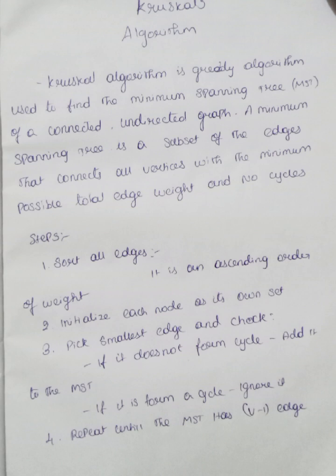There are four steps in the Kruskal algorithm. First step, sort all edges in ascending order of weight. It depends upon the weight of the edges. Second step, initialize each node as its own set.